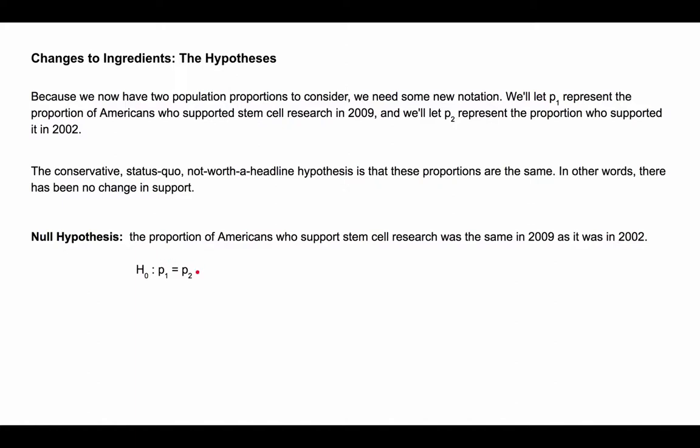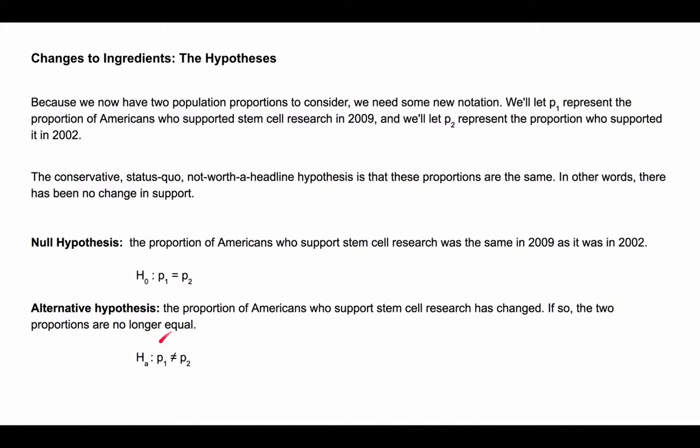Now the alternative hypothesis is that these numbers are not equal to each other. So the proportion of Americans who support stem cell research has changed. They're not equal anymore. We could have changed this to a greater than or less than symbol if we felt the proportion has gone up or gone down. That would also have been a valid alternative hypothesis. But the null hypothesis is always going to be p1 equals p2, that the proportions are the same, for this kind of testing.